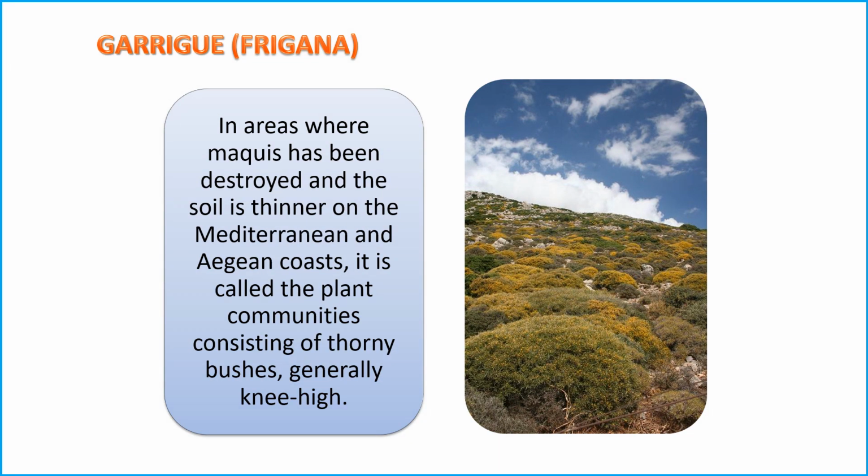The term pseudomaquis refers to plant communities that develop in areas where the original maquis vegetation has been disturbed or destroyed, often resulting in thinner soil. These secondary plant communities typically consist of thorny bushes and low-growing vegetation. Here are some key features of pseudomaquis.